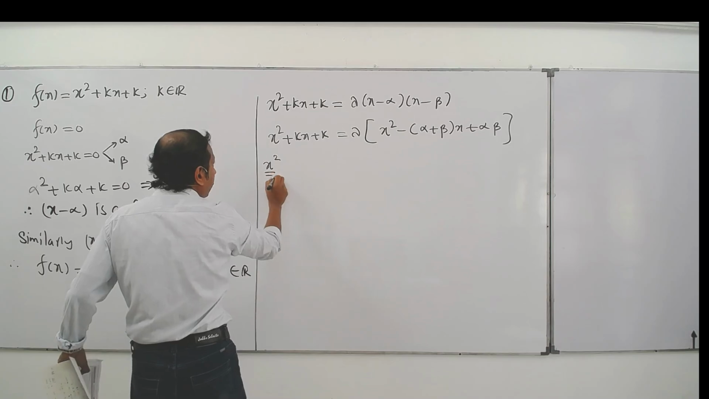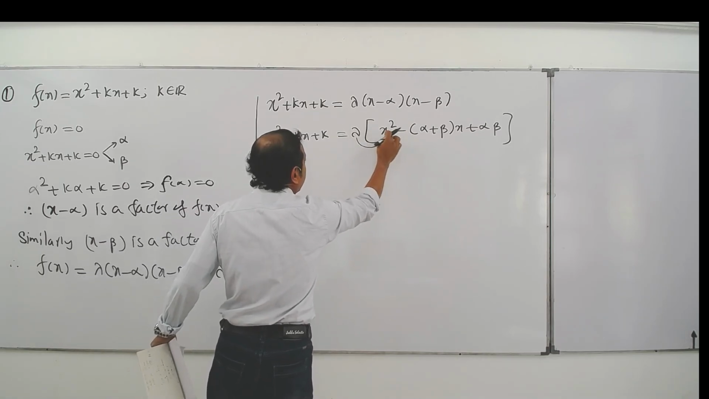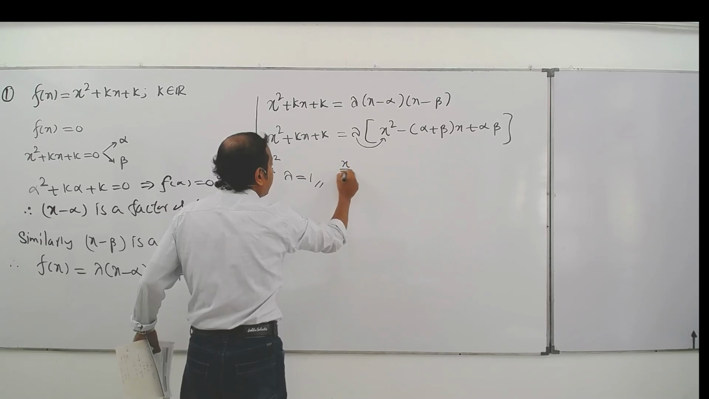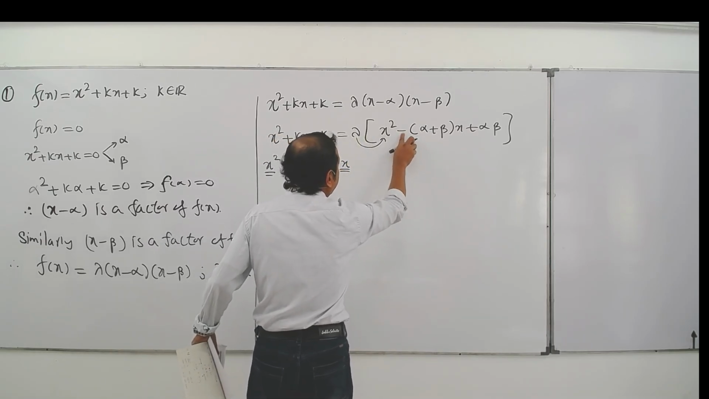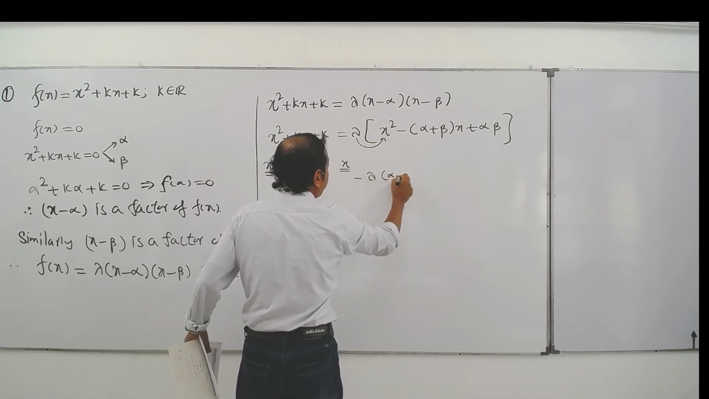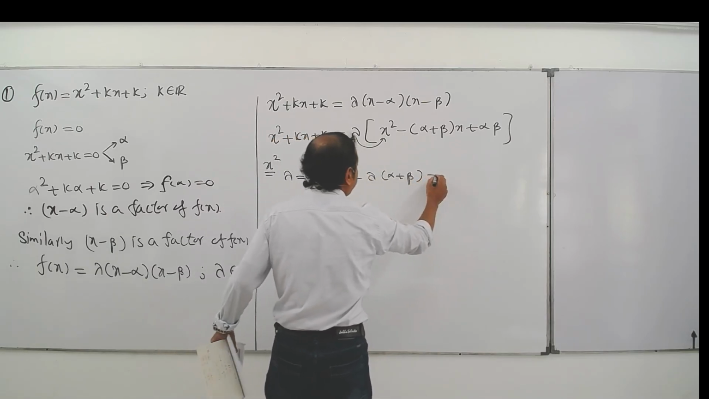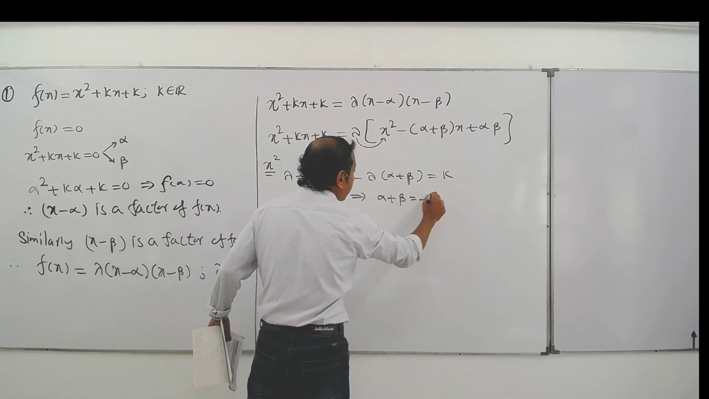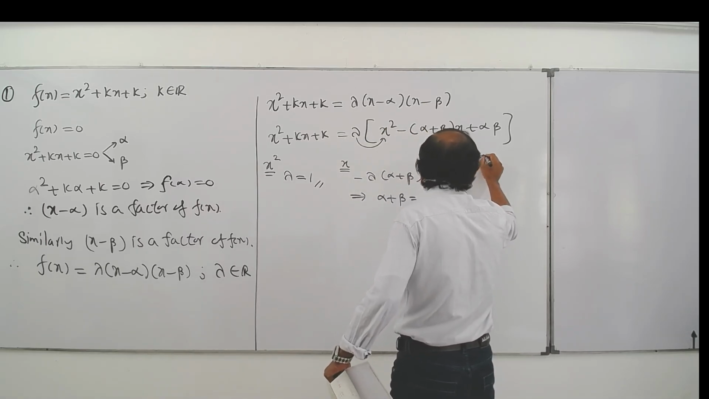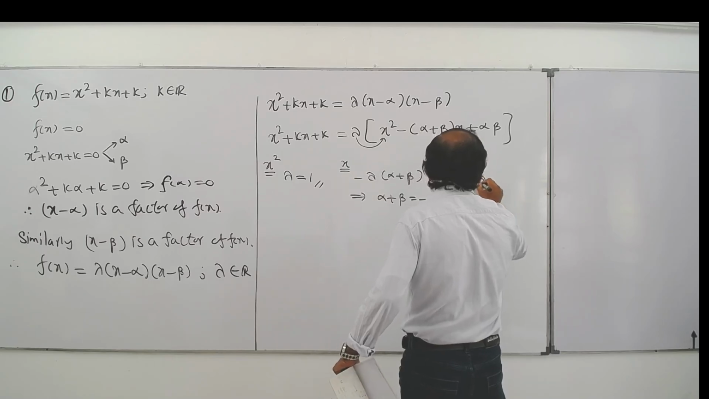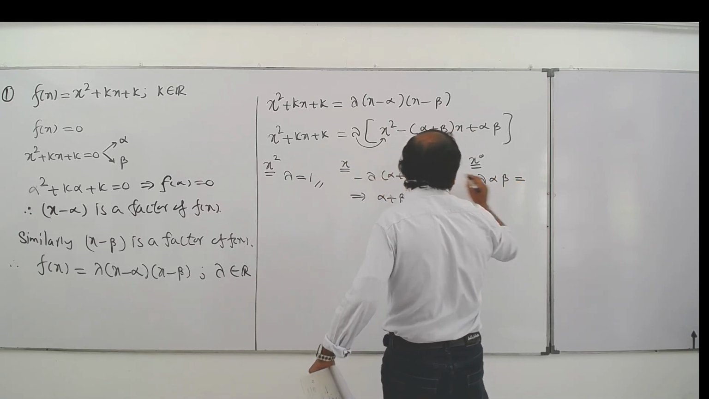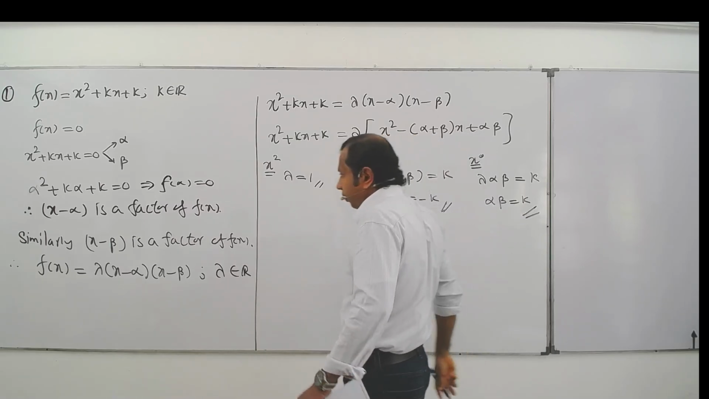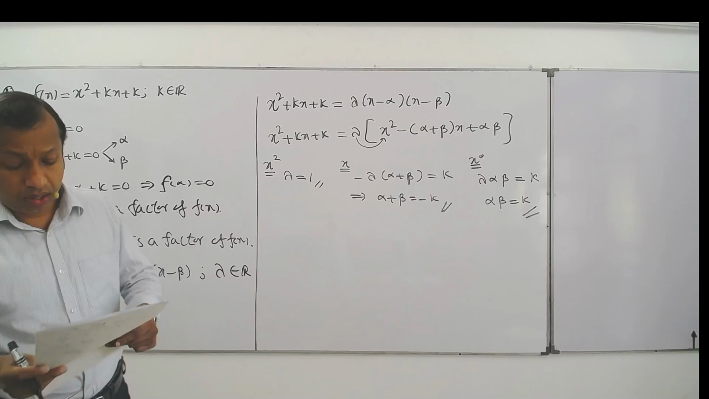Now we can equate the x squared coefficients. On the right we get lambda for the x squared coefficient; on the left it is 1, so lambda equals 1. Next we equate the x coefficient: minus lambda times (alpha plus beta) on the right, and k on the left. But lambda equals 1, so alpha plus beta is minus k. The constant terms: lambda into alpha beta on the right, k on the left, but lambda is 1, therefore alpha beta is k. This way we can write the first two answers.